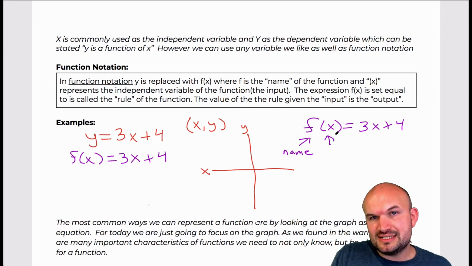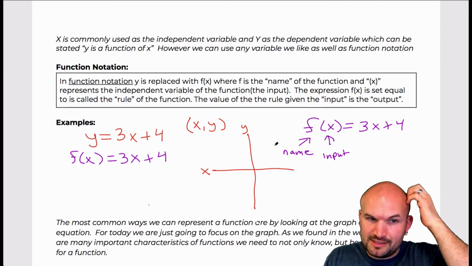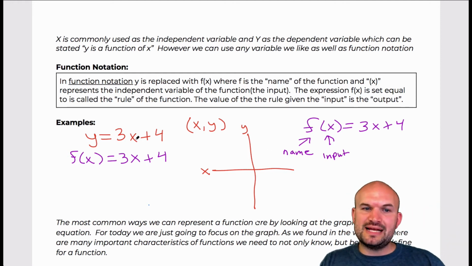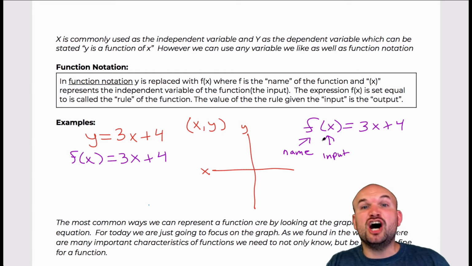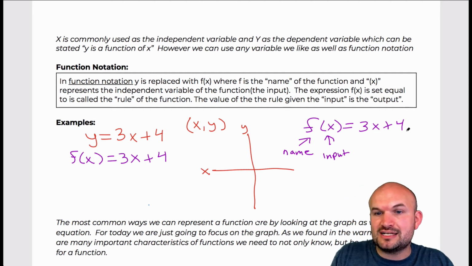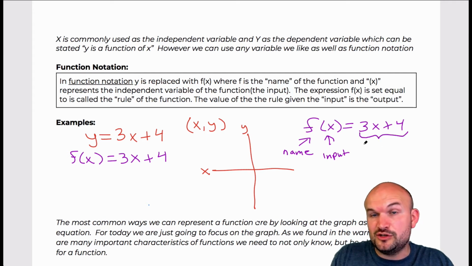Inside the parentheses, in this case an x, is what we call our input. That is what we're basically plugging into the function. You can see here in the rule, it's 3x plus 4. It's f of x, so it's the function of the input value x. And you can see that the x is inside of the expression, and that expression is what we'll call the rule. That's another uniqueness of functions.